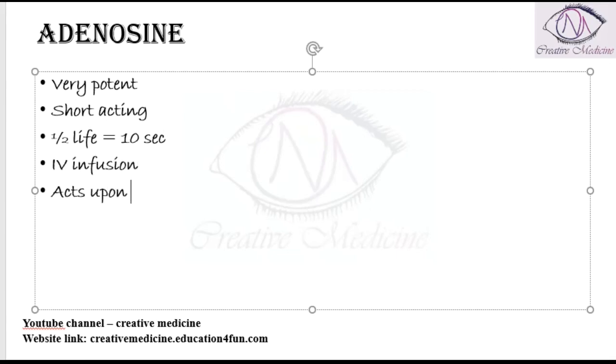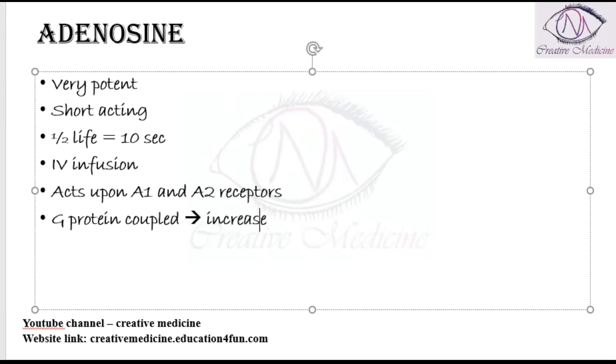It acts upon two receptors, that is A1 and A2 receptors. Both these A1 and A2 receptors are G protein coupled receptors, and both will increase the potassium permeability. Among these, A1 is actually the therapeutic receptor which is responsible for the therapeutic effects, whereas A2 is responsible for the side effects.